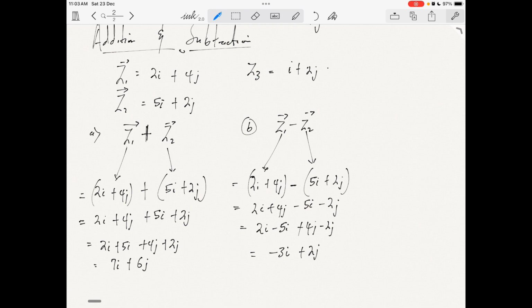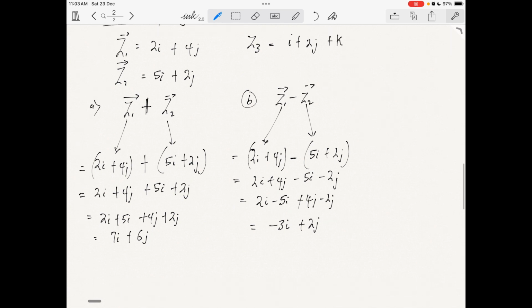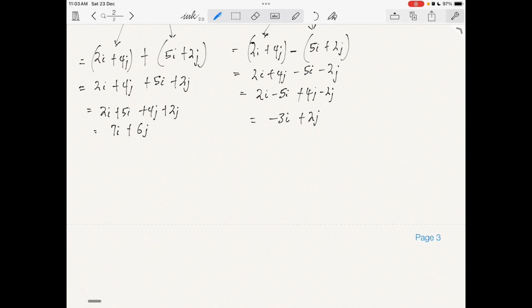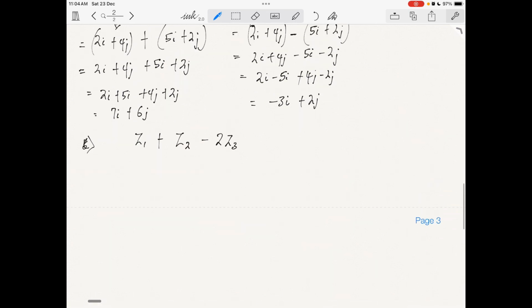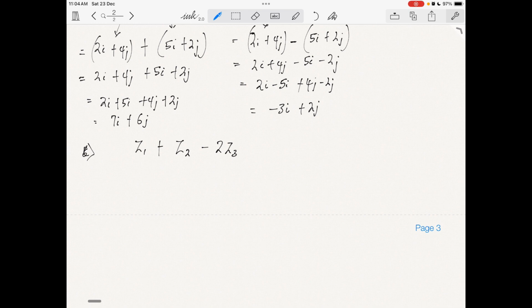Let's say plus K. Now we might be required to find, let's call that C, Z equals Z1 plus Z2 minus 2Z3. As usual, the first thing we'll do is to substitute values of z1, z2, and z3. Let's also not forget our arrowhead.